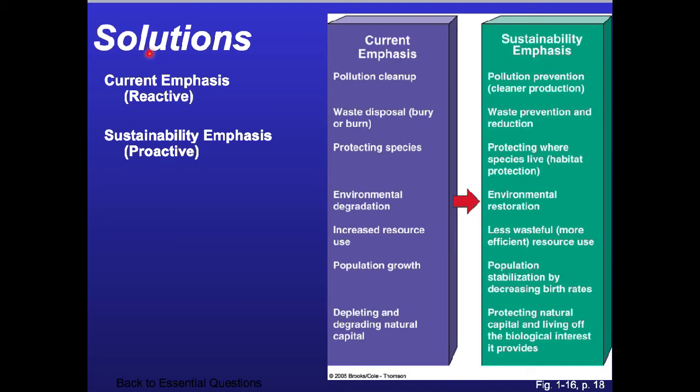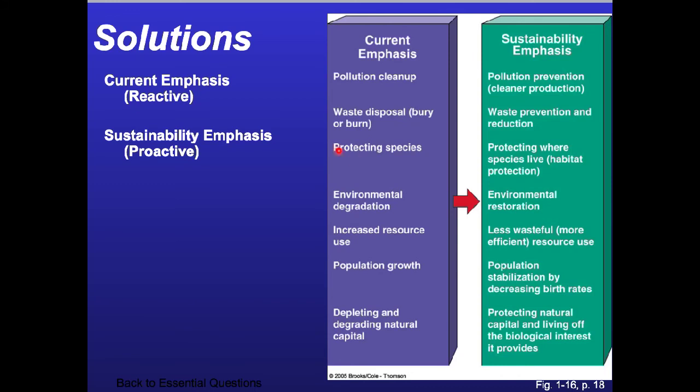There are two different types of solutions that are used with environmental science, and most of the time environmental scientists try to be proactive and think of ways to prevent, where most of the time the general public is reactive to certain issues and then they try to remediate. So looking at here, pollution cleanup. Something has already happened, pollution's happened, now we gotta backtrack and try to clean it up. Where sustainable emphasis is prevention. And the same with most of the others.